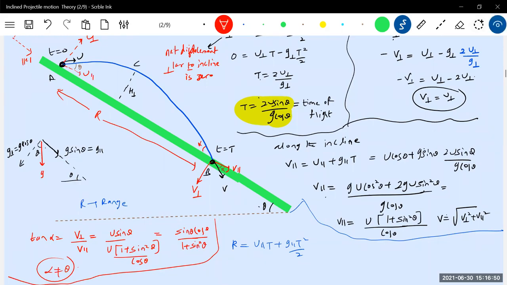After this, we'll go for the range. S equal to ut plus half at square formula, where along the incline. That's all. Along the incline, perpendicular to the incline. That's what incline projectile motion is. I'll be doing some 20-25 problems, but all those problems will be just discussing only these things.